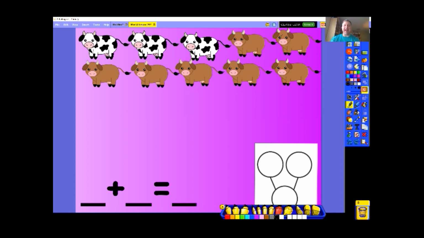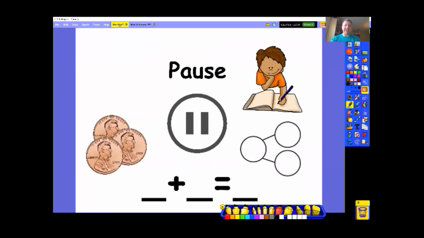What do you notice about the cows, friends? That's right, they're different colors. Some have black spots and some are brown. You ready? I want you to pause the video and write me a number bond and number sentence using your paper or whatever you have to write with at home. Go ahead and pause and see if you can write a number bond about Moose's cows.